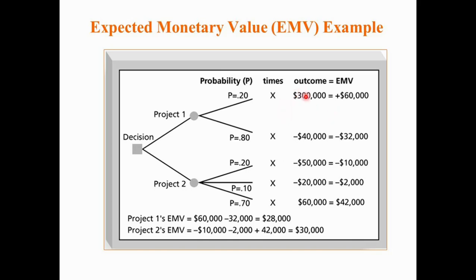It's the same thing. The net path values are already calculated in this example. For project one, you can multiply the probability and the net path value together, sum it up, and come up with the expected monetary value for project 1 and project 2. What they have done is put the value here by multiplying the probability. It's the same thing that you calculated, just the other way around.